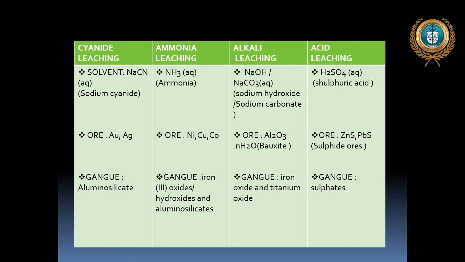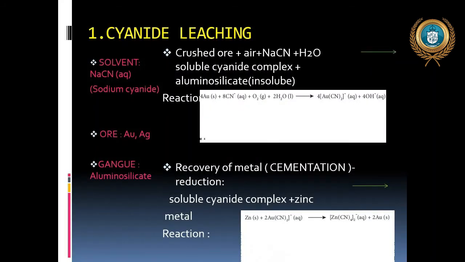Next, what are the gangue particles removed in leaching? For cyanide leaching, aluminosilicate is the gangue particle. For ammonia leaching, iron 3 oxides or hydroxides and aluminosilicates are the impurities. For alkali leaching, iron oxide and titanium oxide are the gangue particles, and for acid leaching, sulfate is the gangue particle. So let's discuss each type of leaching in detail.